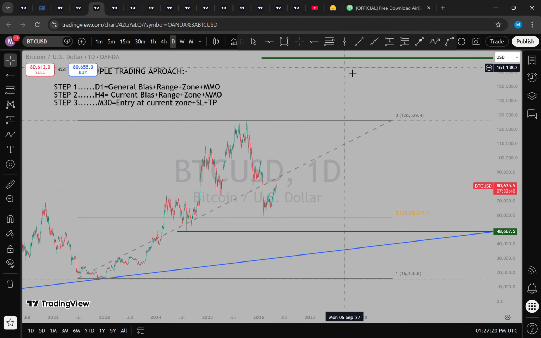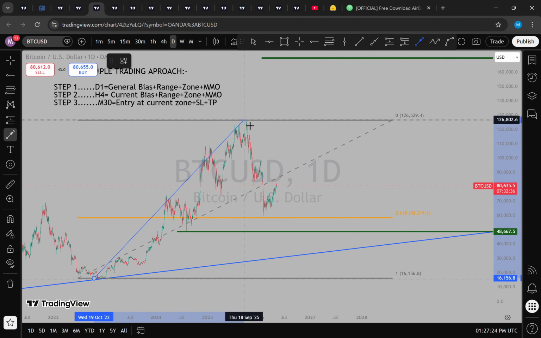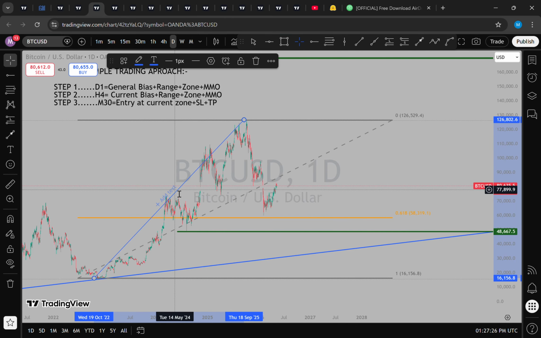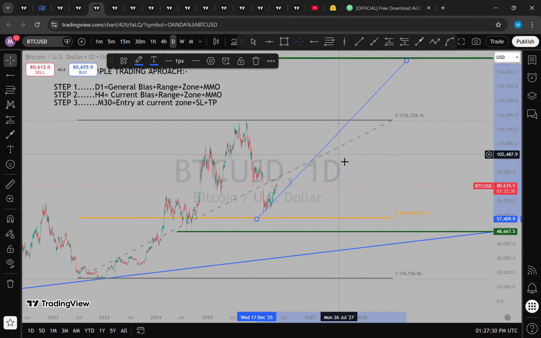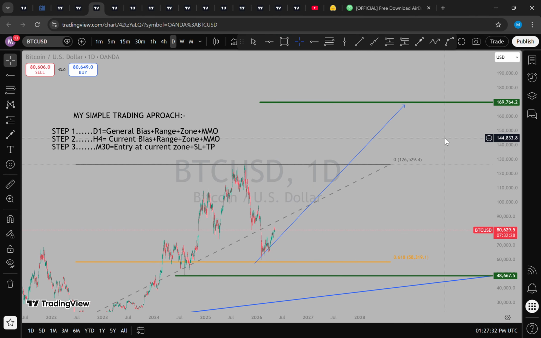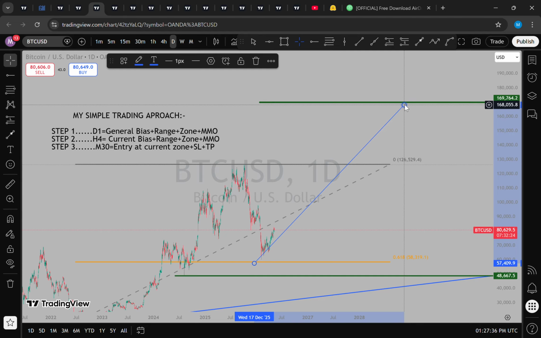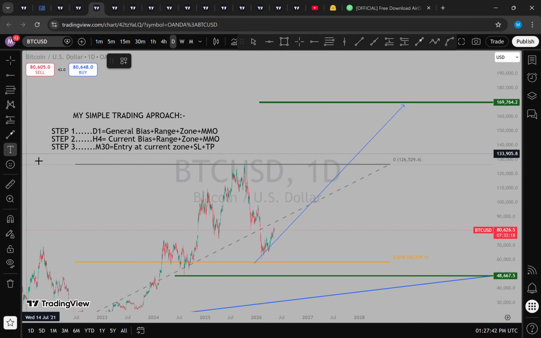Now, my major move objective, MMO. My MMO is this. From here to here, and I bring it up to here. So in the future, Bitcoin is going to hit 169, 170k.